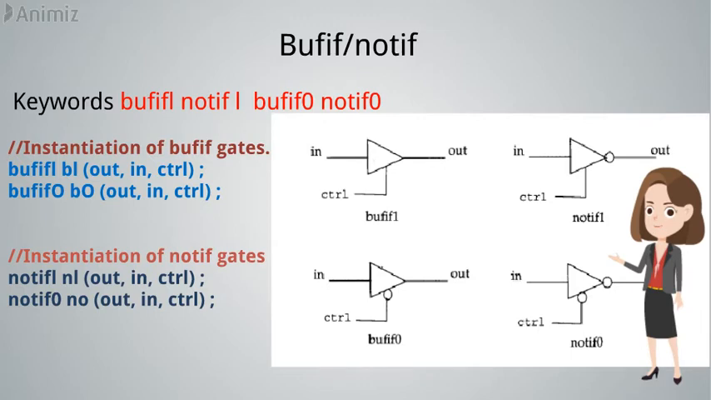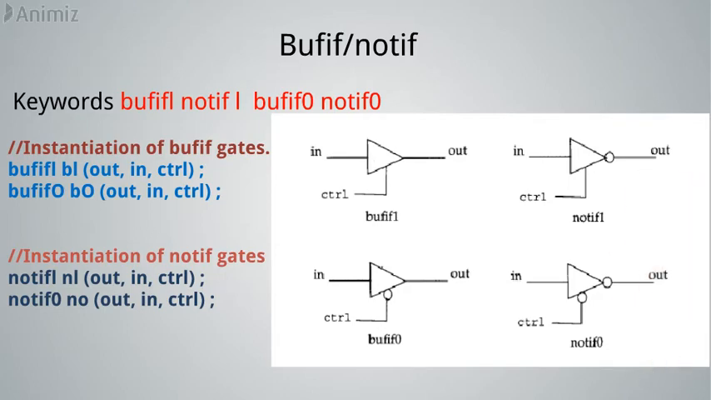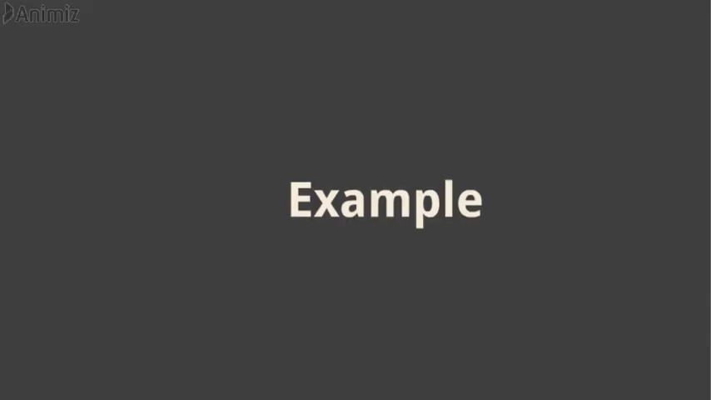The symbols are shown in the figure and the syntax is also given here. These gates are used when a signal is to be driven only when the control signal is asserted. Such a situation is applicable when multiple drivers drive the signal. Here it shows the example of instantiation of bufif and notif gates.